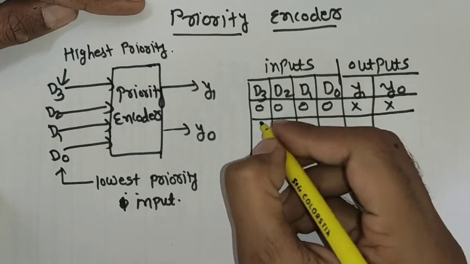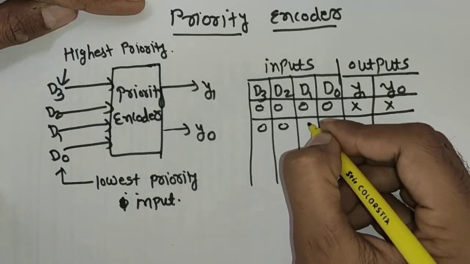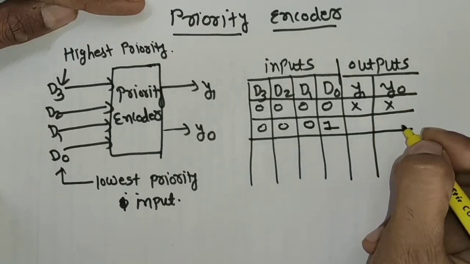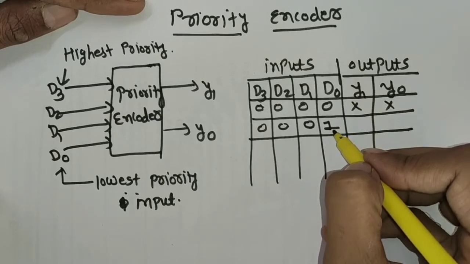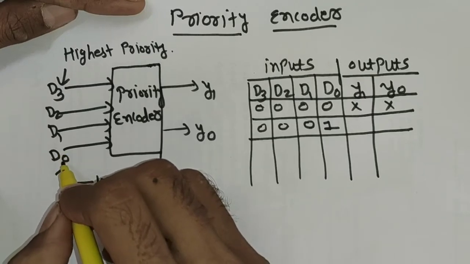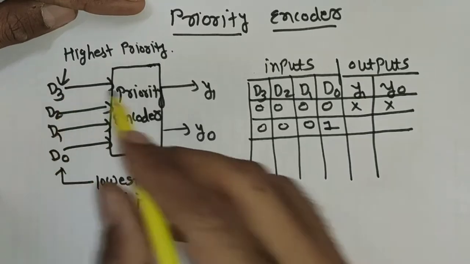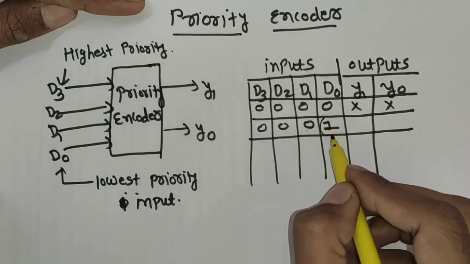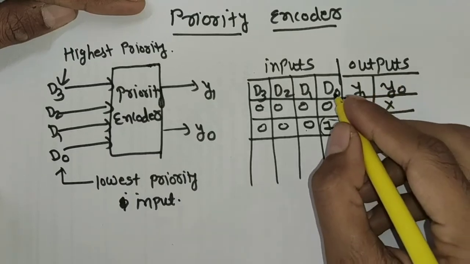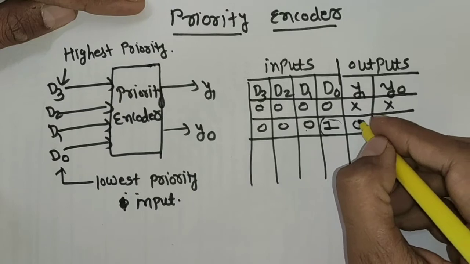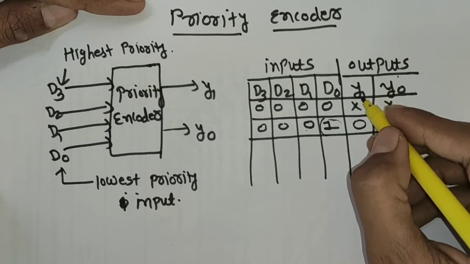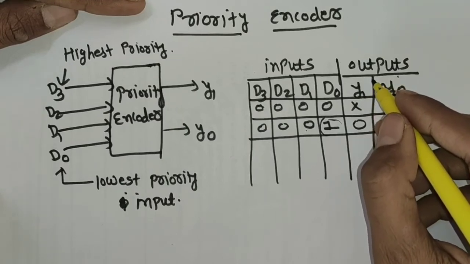Now the next possible input combination. Suppose D3 is 0, D2 is 0, D1 is 0 and D0 is 1. Right? So D0 has the lowest priority, but the inputs with higher priority than D0, that is D1, D2 and D3, have the value 0, so we have to consider D0. So we are getting the output 0 0, because the weightage of the first bit, Y0, is 1, and the weightage of the second bit, Y1, is 2, right?